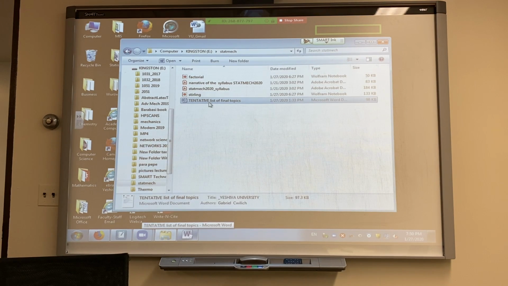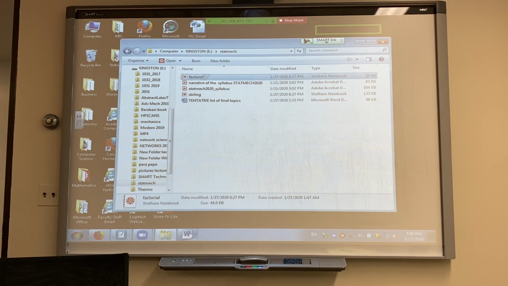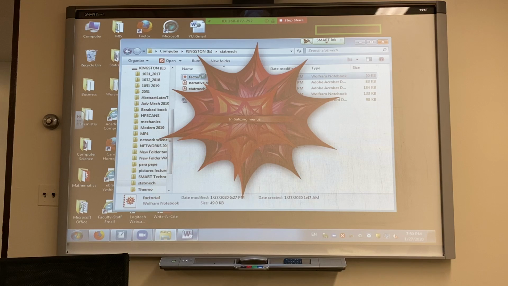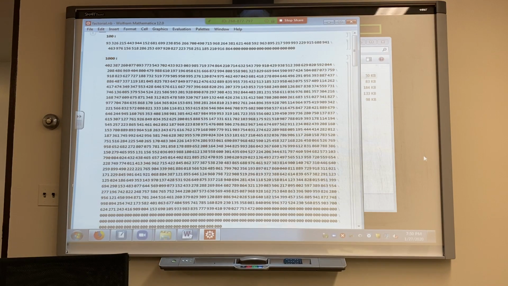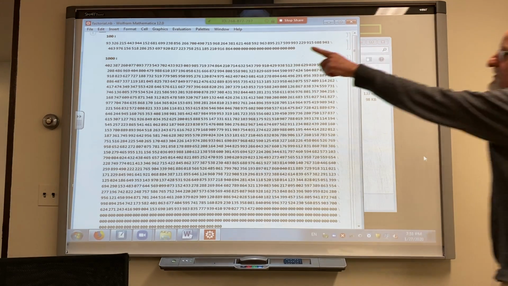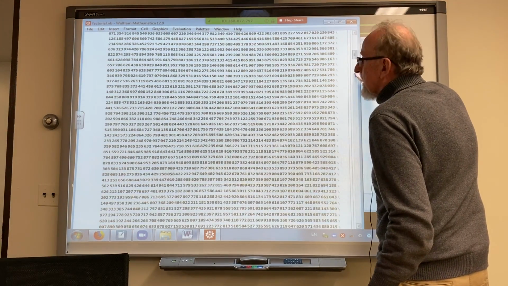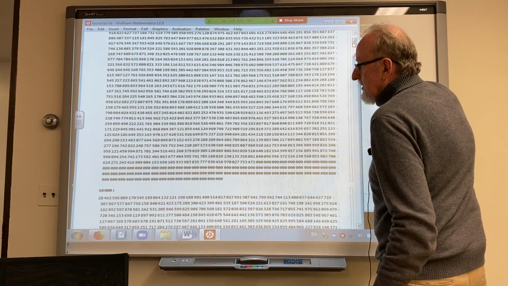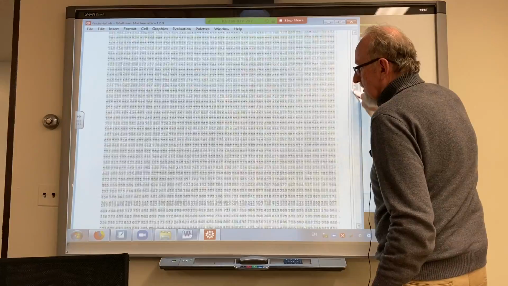Okay, let me go to Mathematica. Here, I asked Mathematica to calculate some factorials for me to see how much I can do. Okay, this is the factorial. The first row is the factorial of 100. That's one number? Yeah, that's the factorial of 100. I told Mathematica 100 factorial, and this is the factorial of 1,000. Okay? That's quite a big number.